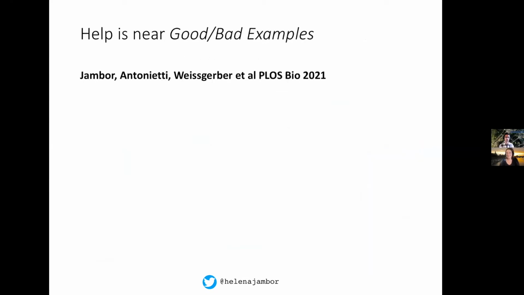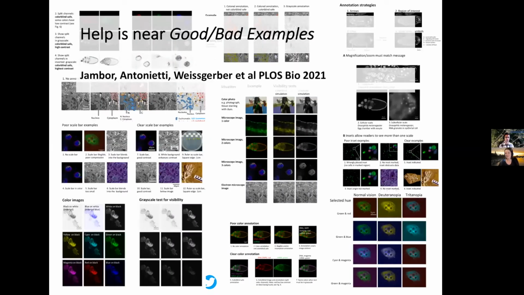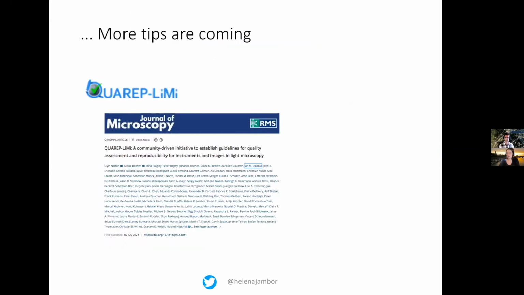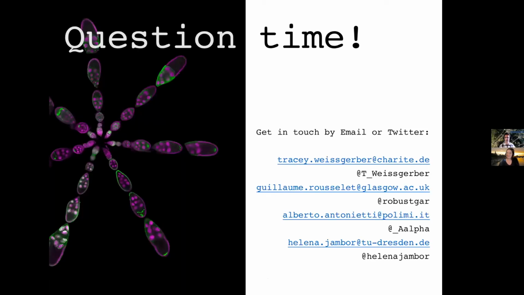More help is near. We have a lot of good and bad examples of what to do and what not to do in the PLOS Biology paper. You can just download all these figures, and you will have tons and tons of examples of what to do and what to avoid. And last note, more tips are coming your way. I'm also leading a group at the QUAREP-LiMi initiative, an initiative for quality in light microscopy, and we will shower you soon with a lot more advice concerning image publications. And that is the end of my section, and now it's time for questions.